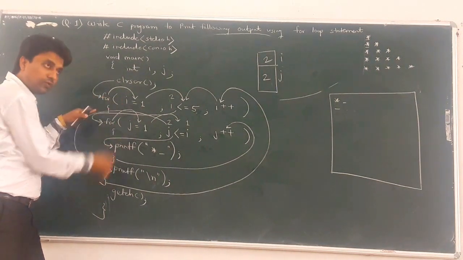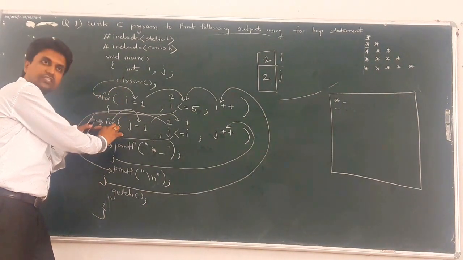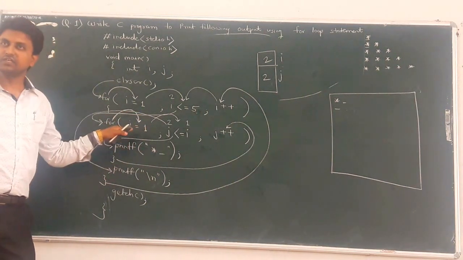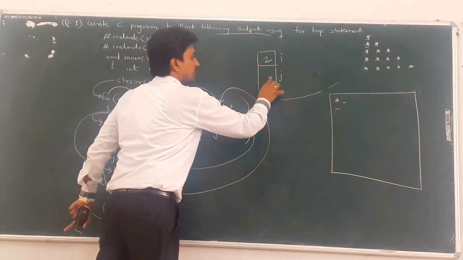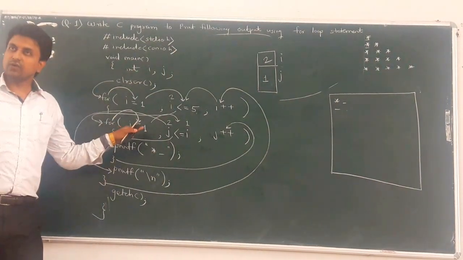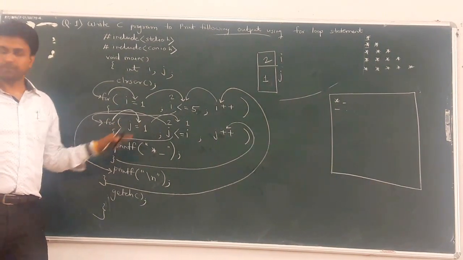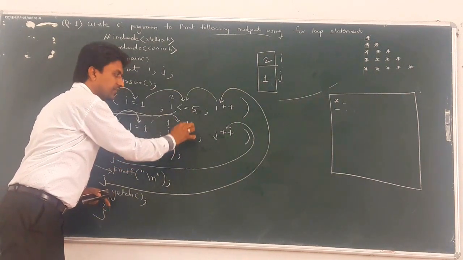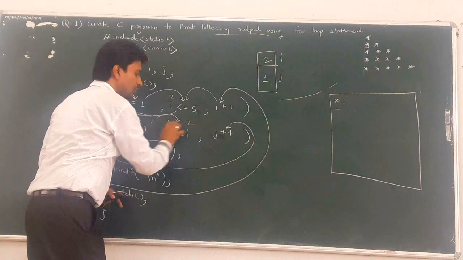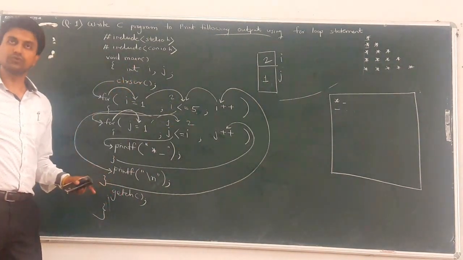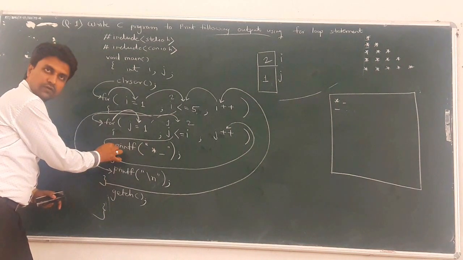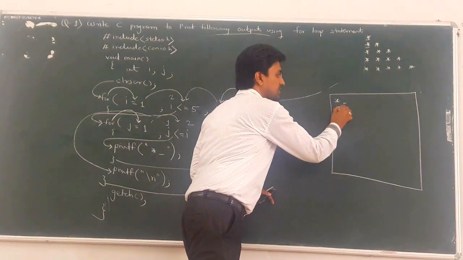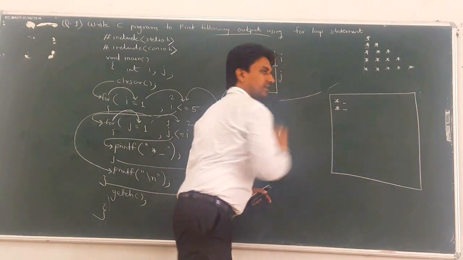So again 2 less than or equal to 5, condition true, means entry to the body of the outer for loop. Inside the outer for loop, the first statement is again one for loop. So again initialization of j, and now j becomes 1. The current value of j is 1. 1 less than or equal to, what is the current value of i? 2. 1 less than or equal to 2, condition true. Entry to the body of the inner for loop, printf star space. So second line, star and space. The cursor goes to this line.